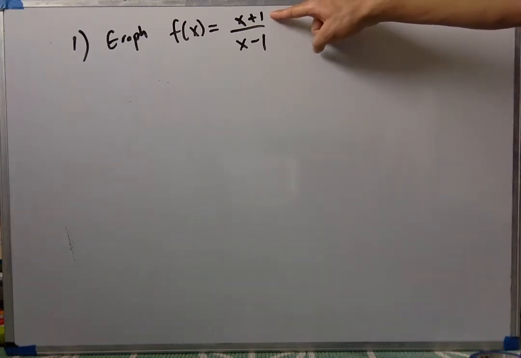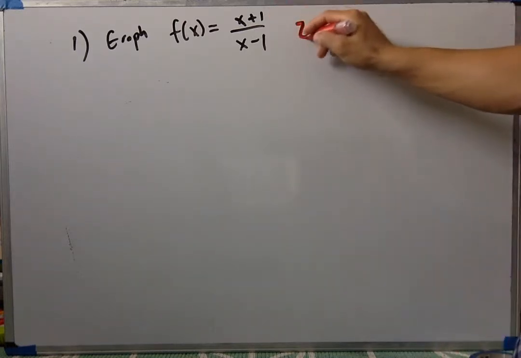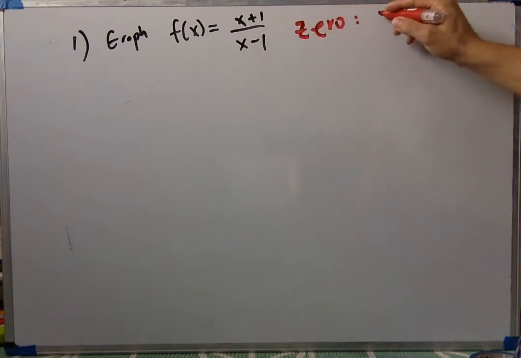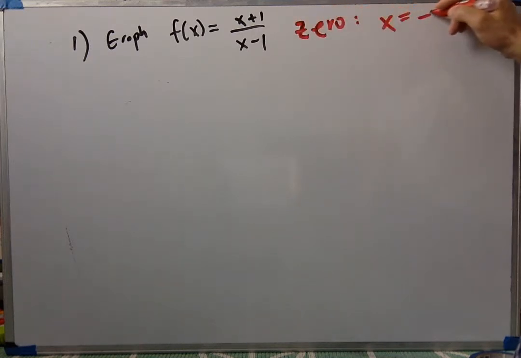Zeros are just from the factors on the top, things that are going to make it 0. So in this case, there's only one 0. That's x equal to -1, because that will be -1 plus 1 on the top, which makes it 0. And then next, after that, we look for the asymptotes.